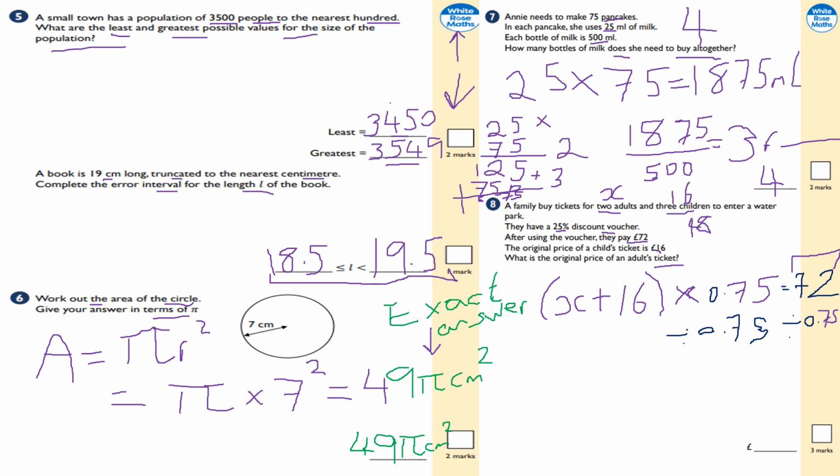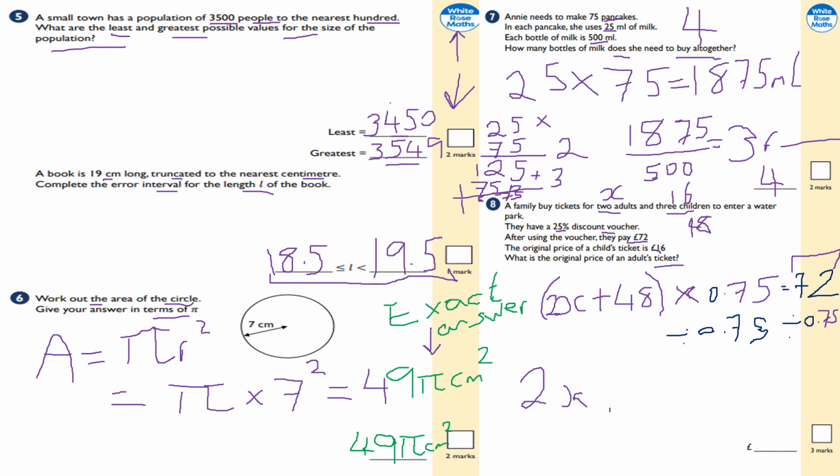No, I think I might have made a little mistake here, because it should be 2x here, for 2 adults. So 2x plus 48, but the rest of it is still going to be correct. So working this out, I'm going to get 2x plus 48.